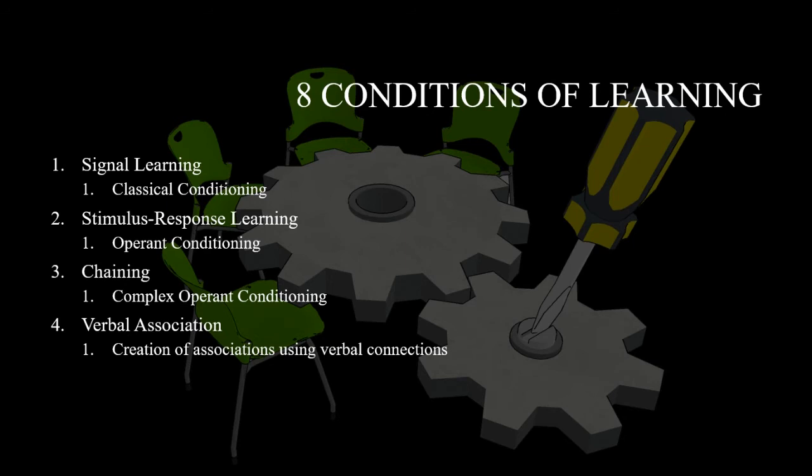The next concept is chaining. This is basically complex operant conditioning, in which the learner is able to string more than one previously learned stimulus response together, such as tying one's shoes or buttoning a shirt.